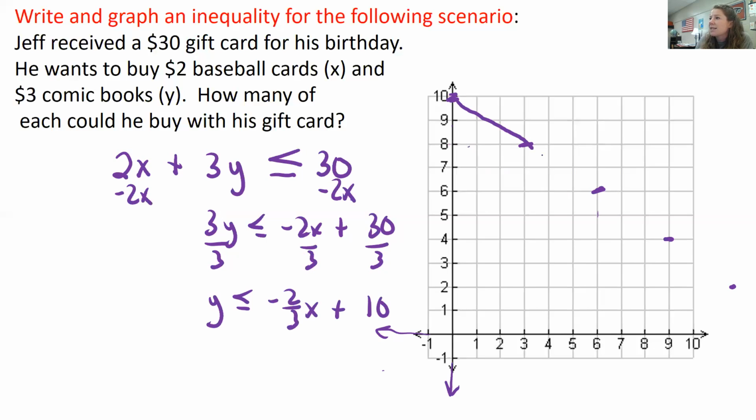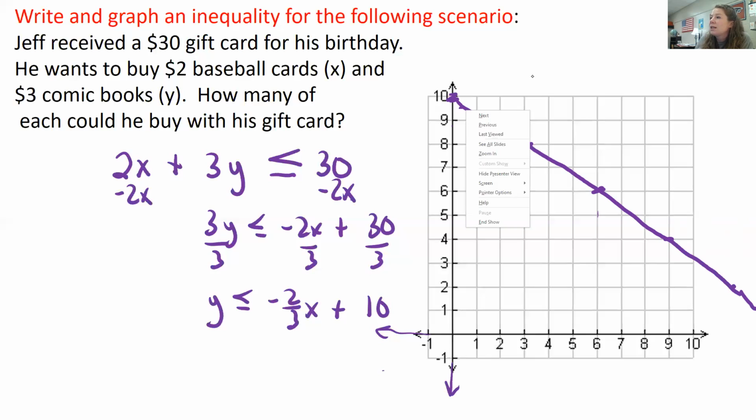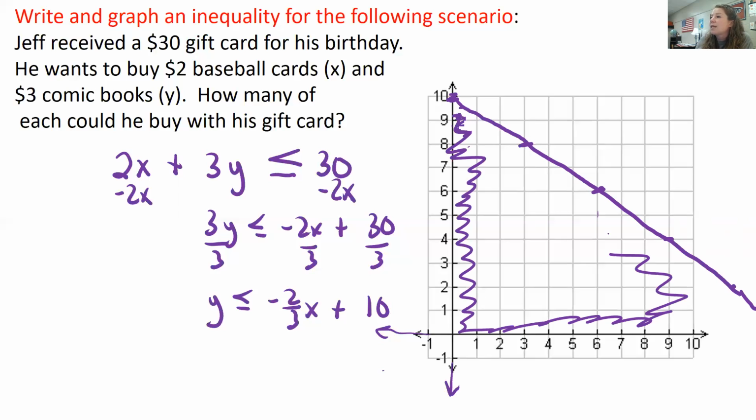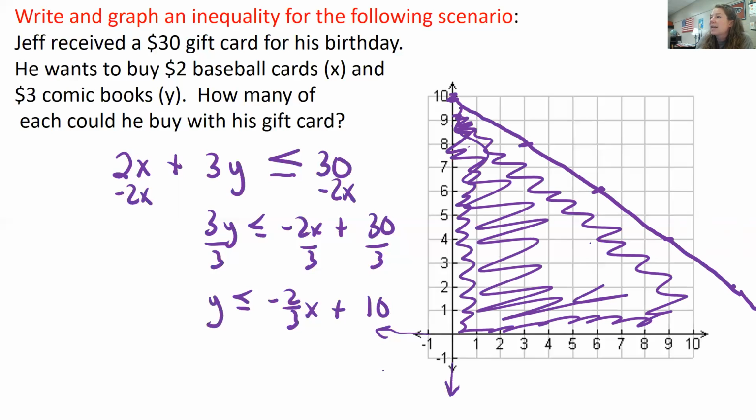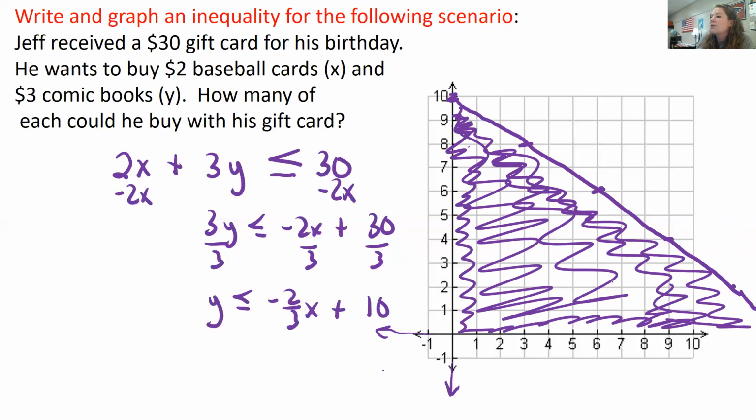So I am making a solid line. Why am I making a solid line? Because it says or equal to. Whoops. All right, and then I would shade below up through my x and y axes, because I can buy 0 baseball cards and 0 comic books, correct? Because I can spend less than $30. And if I bought 0 and 0, I would spend $0. All right, so everything here is part of my solution set.